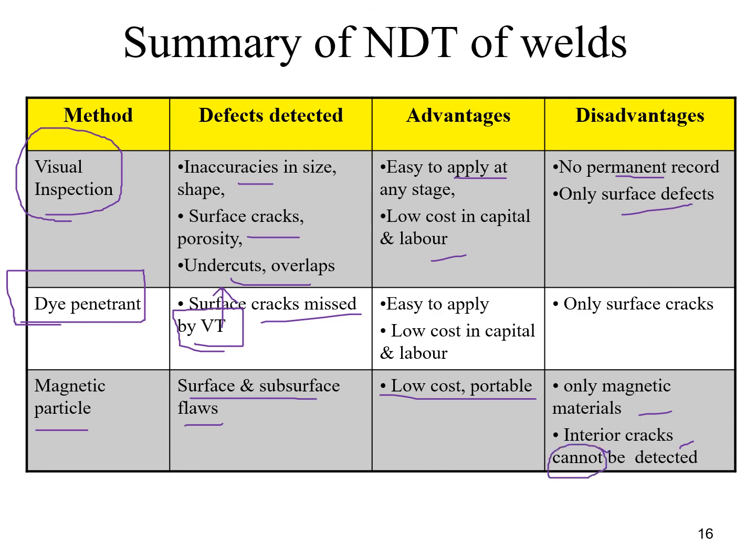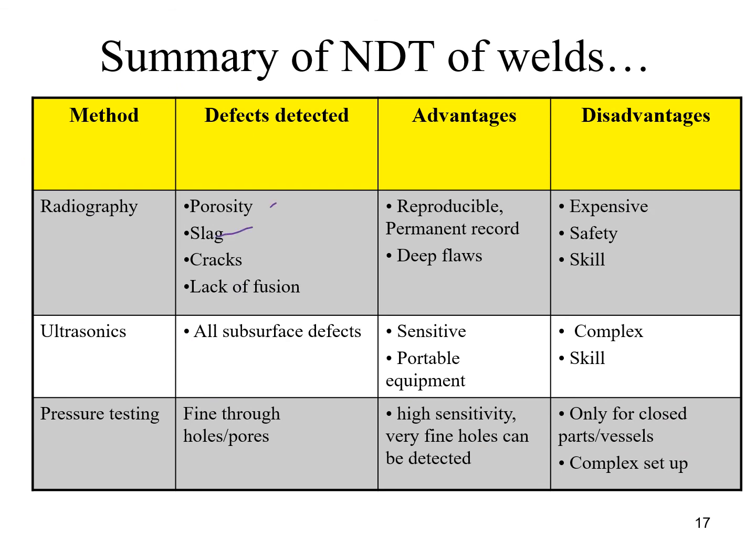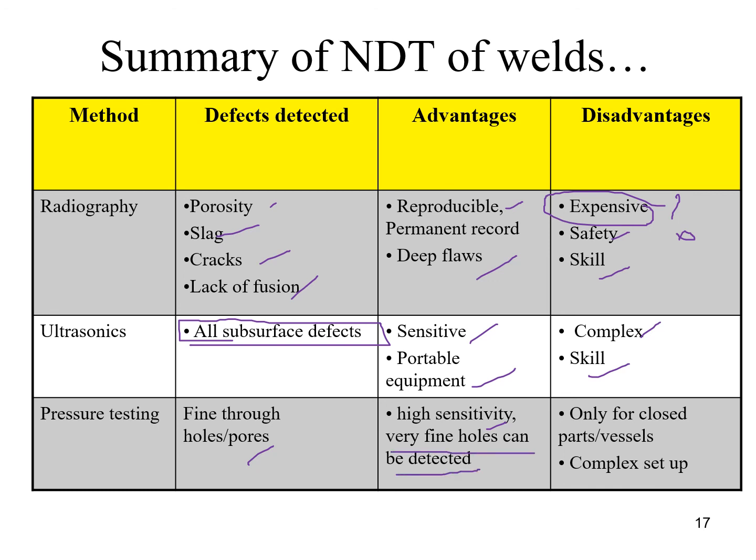Okay, they cannot be detected. Radiography: porosity, slag, cracks, a whole lot of defects you can detect. This is reproducible, detects deep flaws, but expensive. Safety and skilled labor are required. Ultrasonics: all subsurface defects, sensitive, portable equipment, but complex and skilled labor is needed. Pressure testing: fine through holes or pores, high sensitivity, very fine holes can be detected, only for closed parts or vessels, and it has a complex setup.